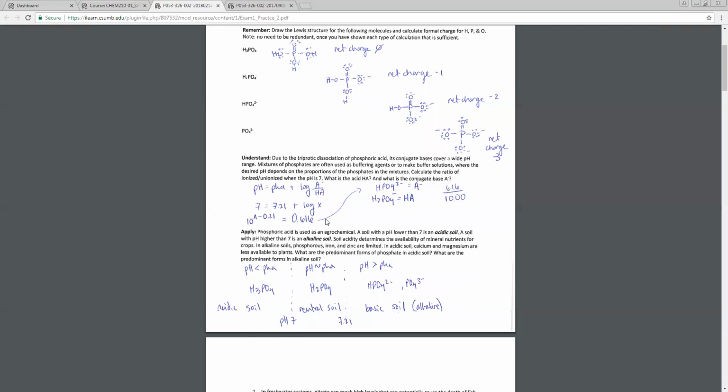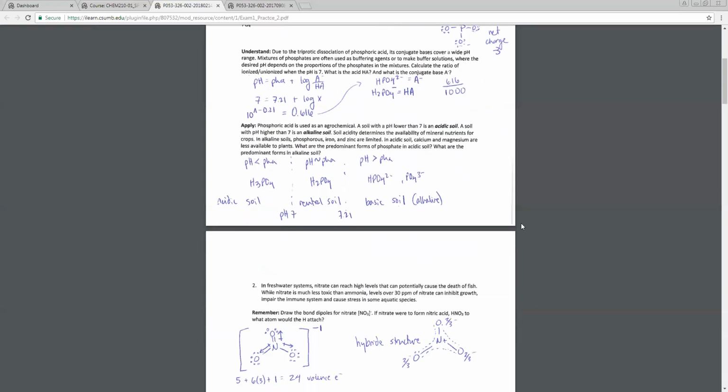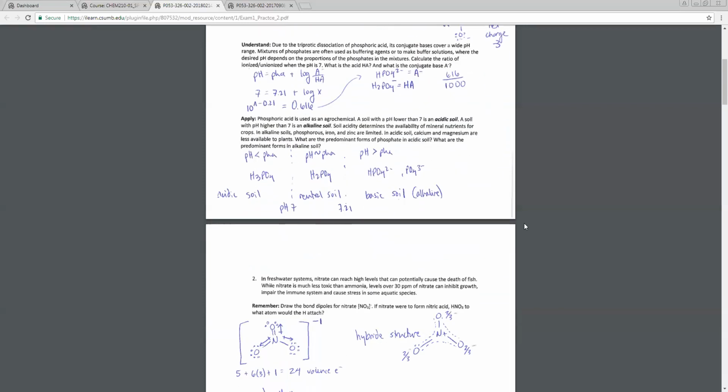Remember, if I wanted to convert that to a fraction, I could just do 616 over 1,000. In this case, my conjugate base is HPO4 2-. My acid, or HA, is H2PO4-. If we think about acidic versus alkaline soil versus neutral soil, in acidic soil we would have H3PO4. In neutral soil, we would see HPO4 2- and H2PO4-, and then in basic soil, we would see both of these.